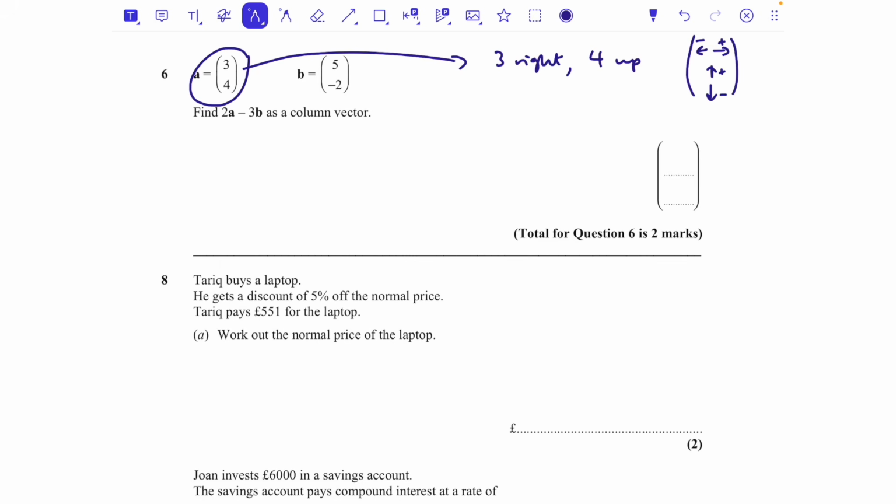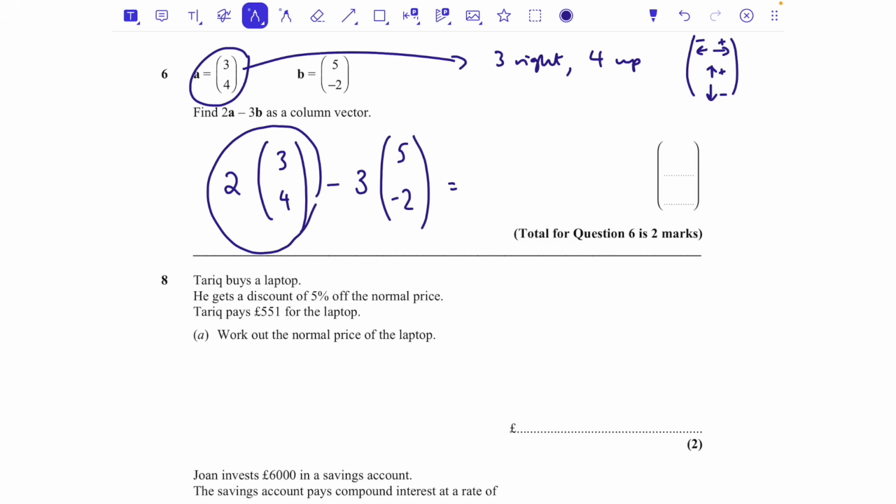In this case though, they just want us to combine them. So we've got to do 2 lots of this instruction, take away 3 lots of this instruction. Now these are not fractions, so normally I'd say, right, hang on, if we're subtracting fractions we're making the denominators the same, but these are not fractions. You can treat them completely differently. They're not fractions, okay?